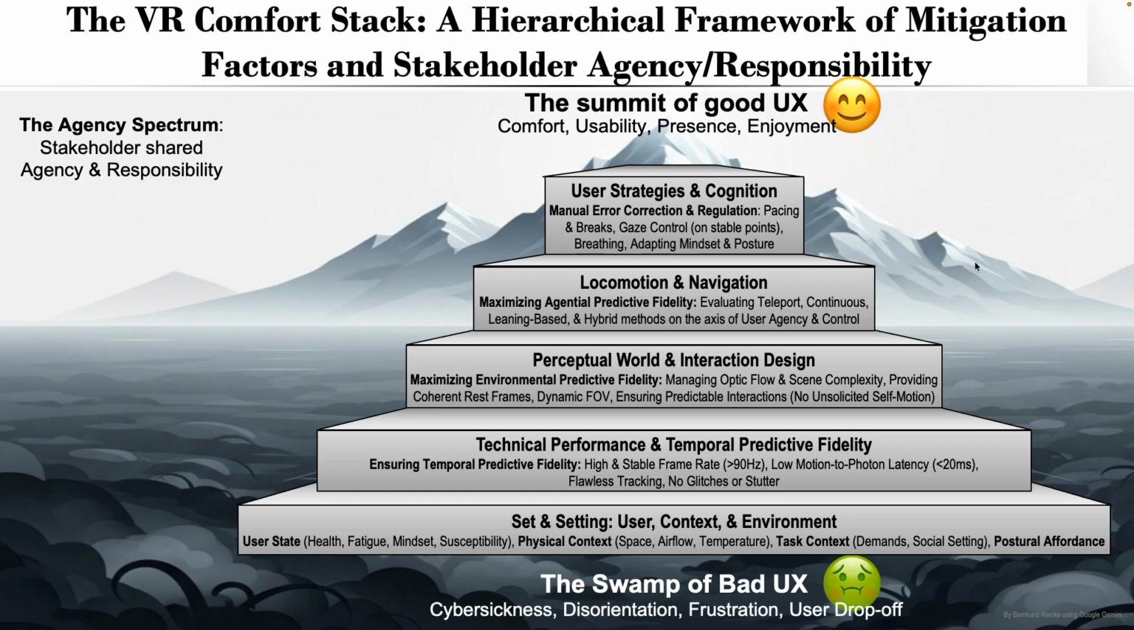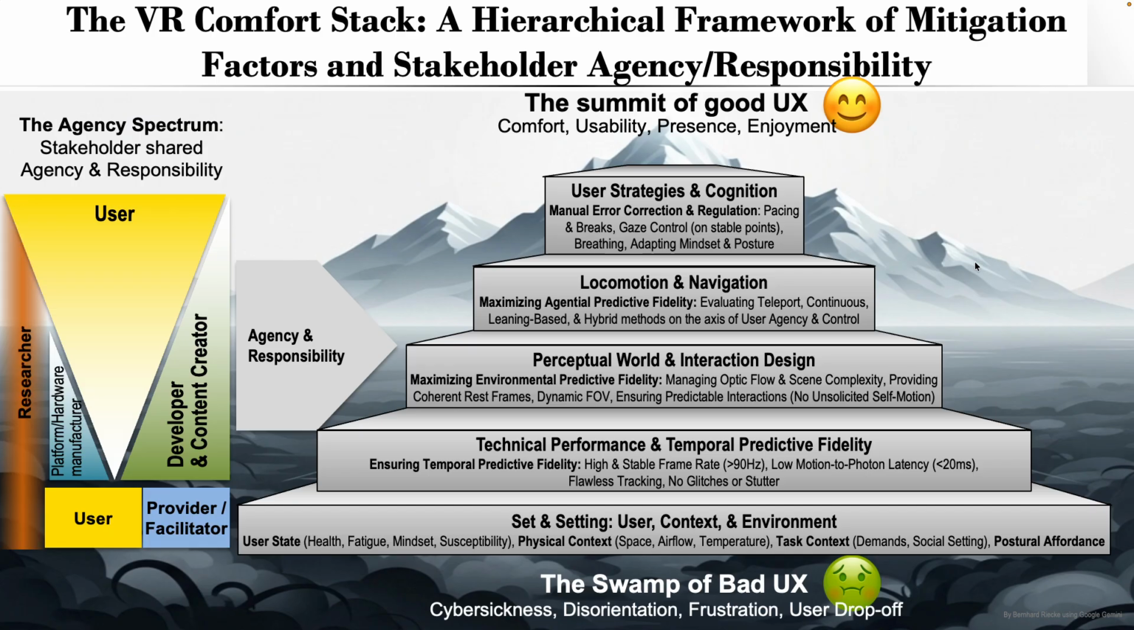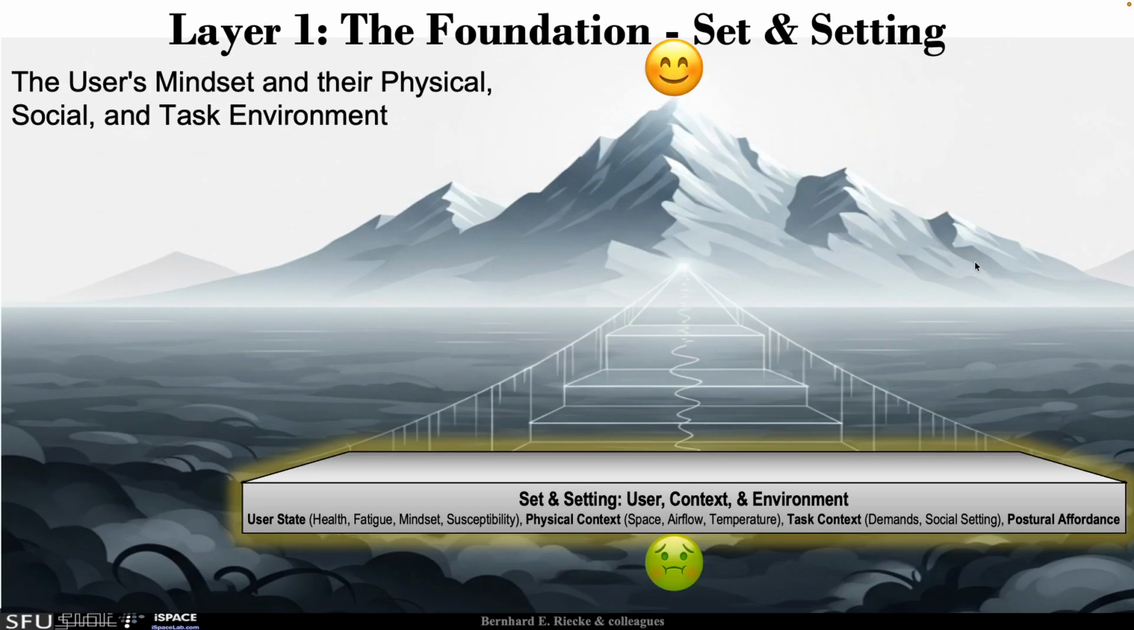And at the same time, we have this pyramid, but we also have the different agents. Like at the bottom layer, it's really the provider, facilitator, the user that has the most agency. And then we have what I sometimes call the inverted pyramid. So the user has a lot of agency here, not so much here. So this is basically where the manufacturers come in and so on, and also the developers and content creators. They have a lot more agency on that side. And researchers are a little bit specific because they have an influence on all these different aspects.